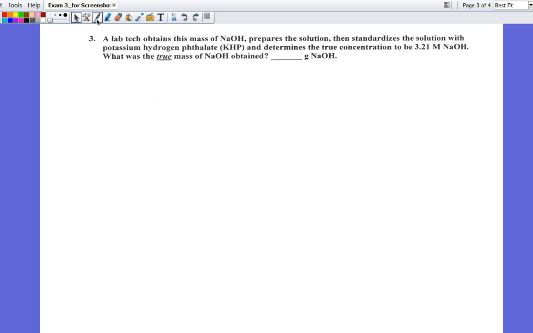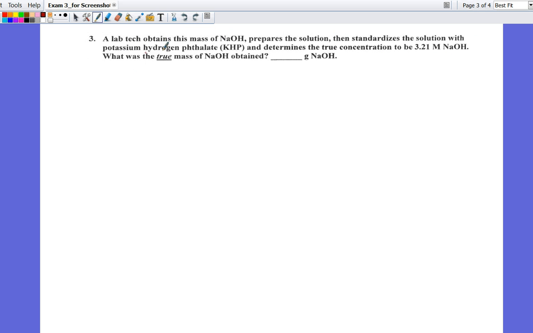Next question will work from exam 3. It had to do with the standardization of a base, sodium hydroxide rather. Potassium hydrogen phthalate, KHP, is often used to determine the more precise and exact concentration of a base like sodium hydroxide, because in this particular case it reacts in a 1-to-1 ratio. So this is the acid and this is the base.